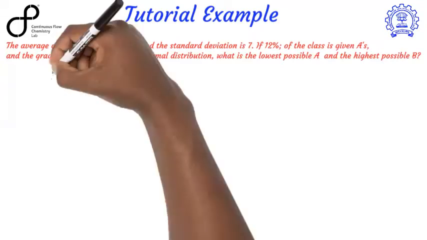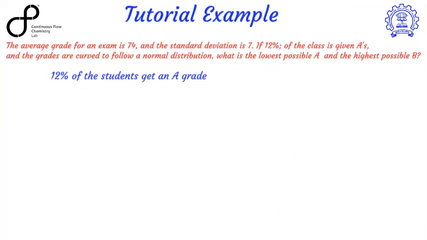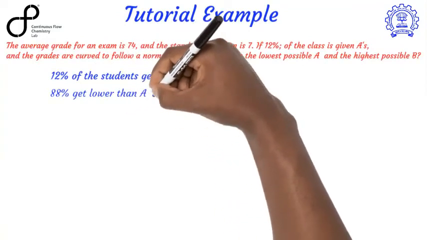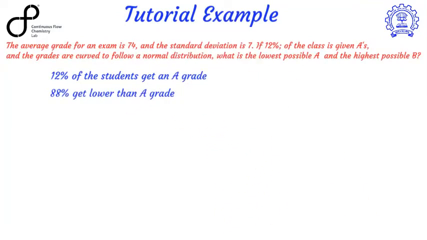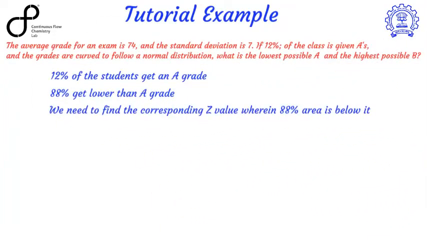In this case, it is given that 12% of the students get an A grade. Therefore, 88% of the students get lower than A grade. Therefore, we need a z-value, where probability of z less than this value has an area of 88% below it. Using z-table, we found that a z-value of 1.18 has area of 88% below it. Therefore, z is 1.18 for the cutoff for A grade.